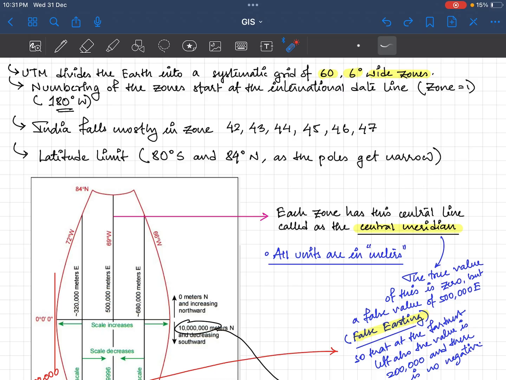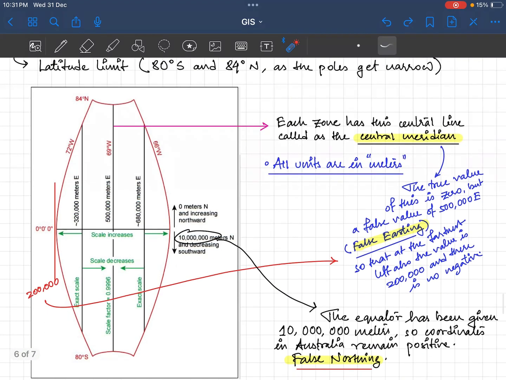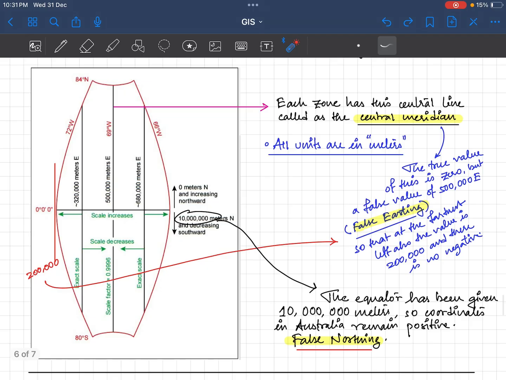By the way, the poles have their own separate system called a UPS, but we won't discuss it. It's quite complex and doesn't warrant a discussion here. Now let's look at the image.